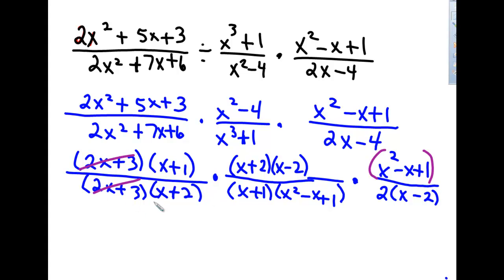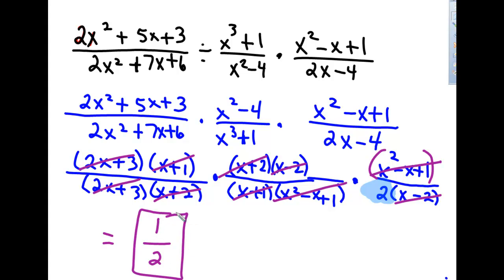And it can eliminate 2x plus 3, x plus 1, x plus 2, the x squared minus x plus 1 and the x squared minus x plus 1, and the x minus 2. There's only one piece left, and that is a 2 down here. So the answer is something over 2, and it has to be 1. So the answer is 1/2.